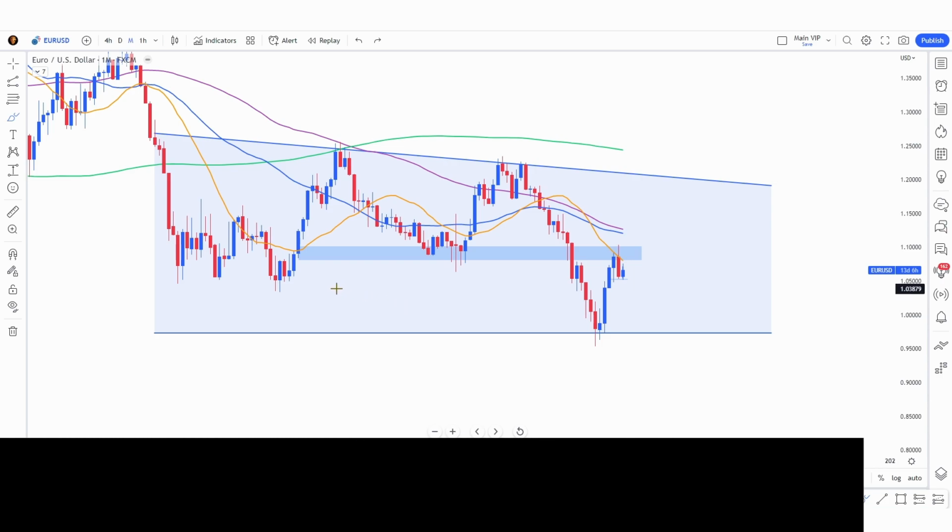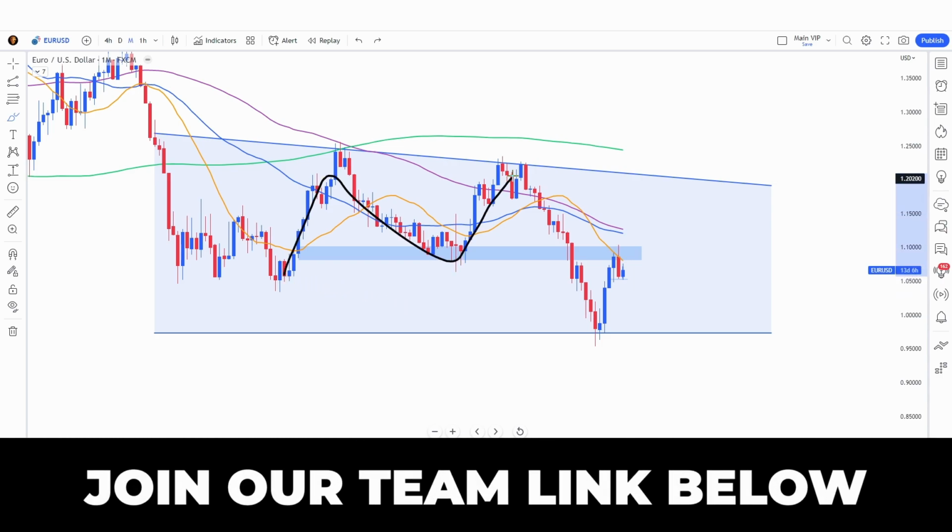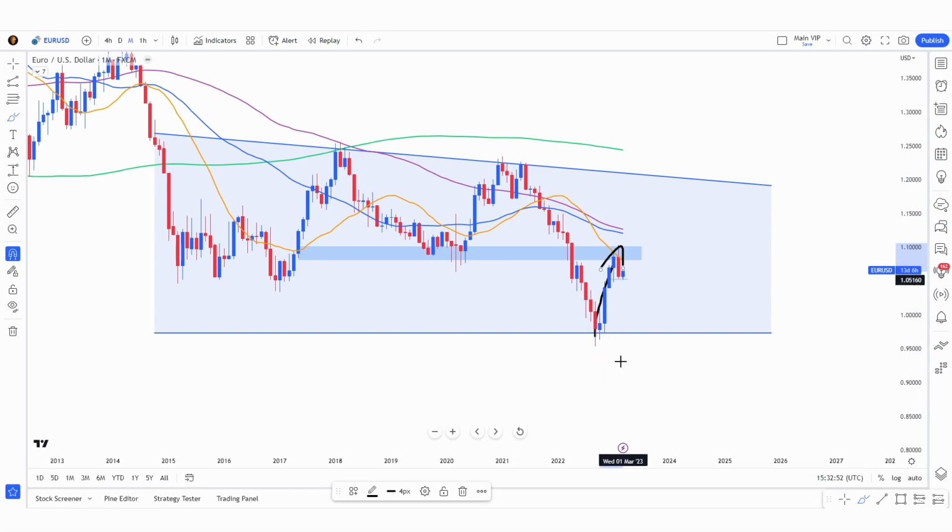Okay, Euro US dollar monthly time frame, we have our M pattern just over here that was broken, huge decline towards the downside, lot of bullish pressure just over here, and there was a bearish engulfing candlestick bouncing off the 20 and 50 moving averages.